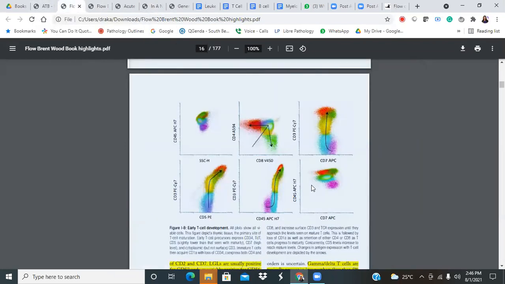Then they are showing that initially they are double positive CD4, CD8 T cells. And then eventually when it matures, it becomes more specific to CD4 versus CD8. So that's an important finding.